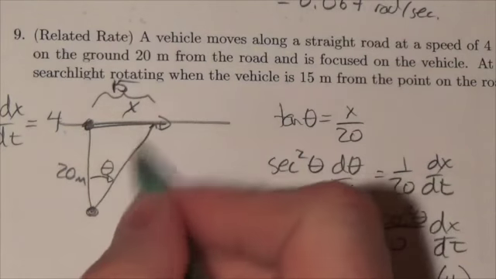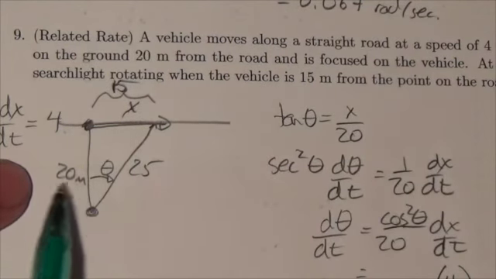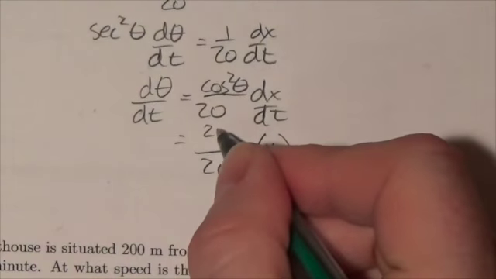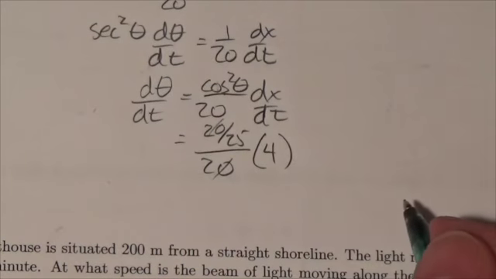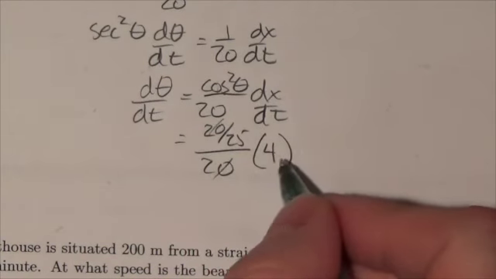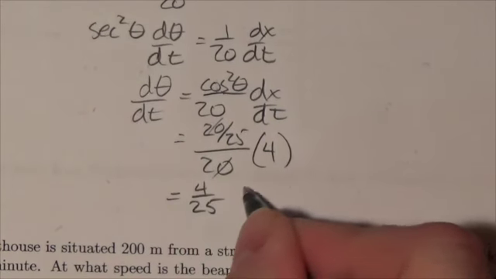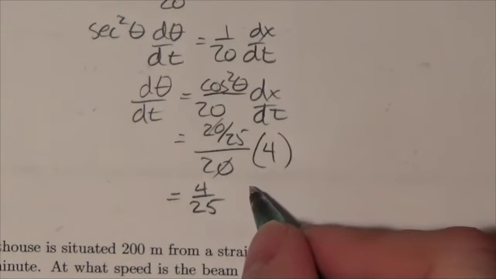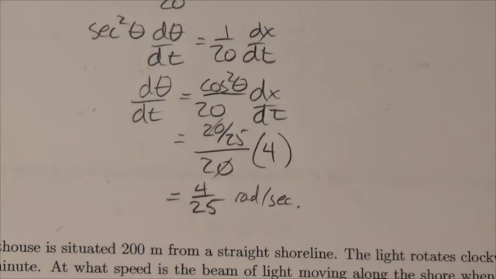So multiply this hypotenuse by 5 and I get 25, which means my cosine is going to be the fraction 20 over 25. The 20s will end up canceling, and I'm going to be left with nothing but a 4 in the numerator and a 25 in the denominator, so 4/25. This will be radians per second, and that's how fast that searchlight is rotating.